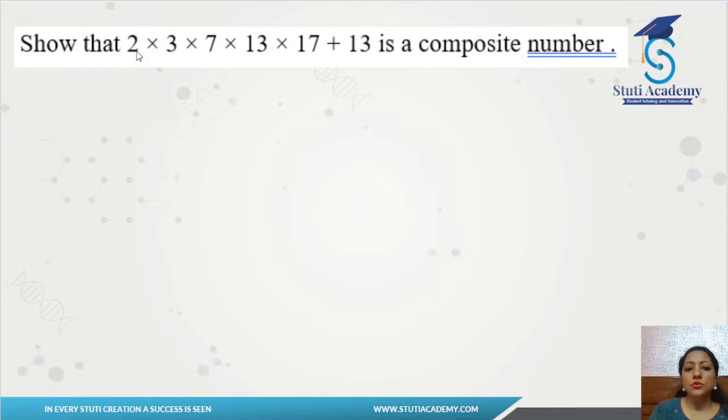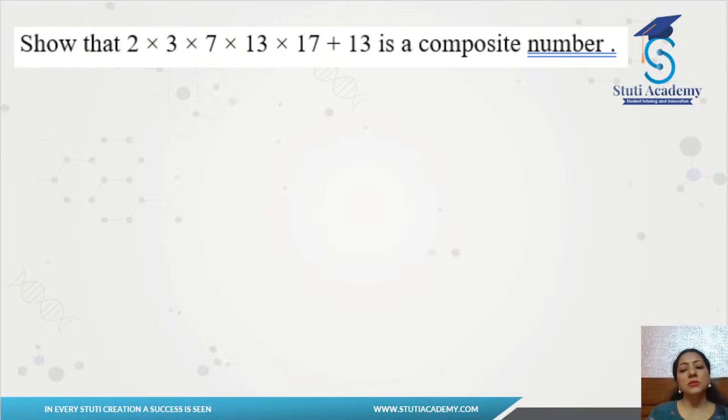Now we have to show that 2 into 3 into 7 into 13 into 17 plus 13 is a composite number. So before we begin with this question, I want to clarify the difference between a prime number and a composite number. This we've done in grade 6 also. Prime numbers are those numbers which have only 2 factors, 1 and the number itself. For prime numbers specifically, they have only 2 factors, not 3 factors. They come in the table of 1 and in their own table. Like we have 5. 5 has factors 1 and 5 and nothing else. So it has only 2 factors.